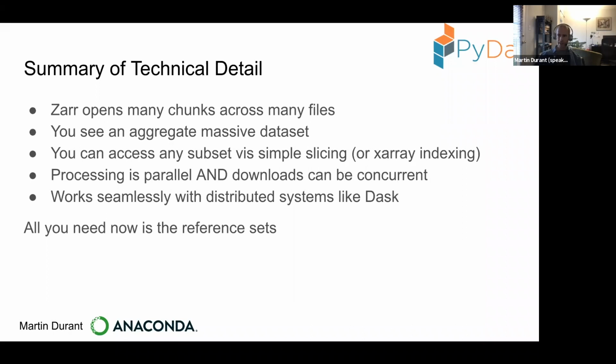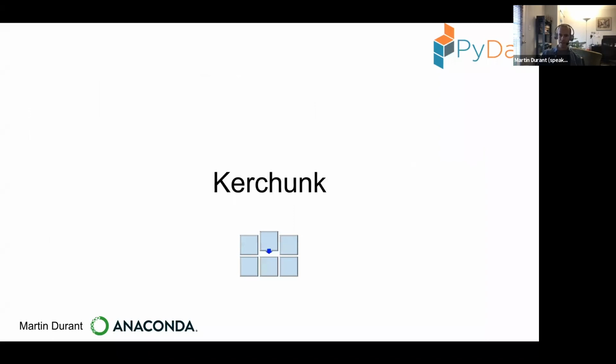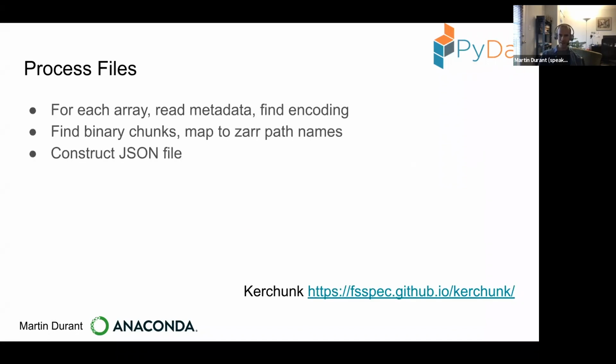The only thing that you need to know, the only thing that is missing from this, is how do you generate the mapping from path to binary block in some URL. And that is all handled by a package called Kachunk. This is the new name. This is recently released. So we're going to go a little bit into what it does, and then I'll go over some demonstrations of the final product.